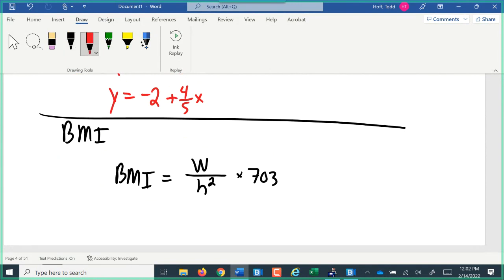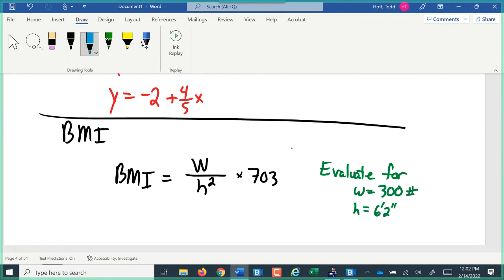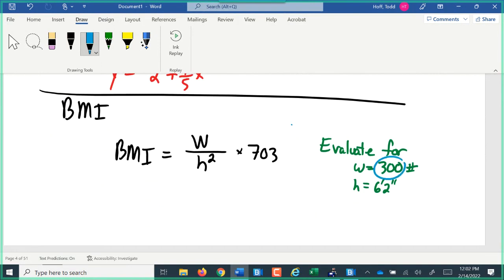So let's first evaluate this. For a person with a weight of 300 pounds and a height of 6'2". I'm going to take a risk and put my own numbers in there just to see. I haven't checked them for a while. Let's see how bad it is. So 300 pounds, that's just fine. That's going to go in for W. H is 6'2". H has to be in inches for this formula. So 6 times 12 is 72 plus 2 is 74 inches. That's what we're going to put in for H.